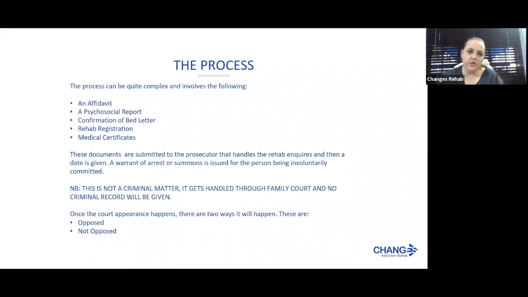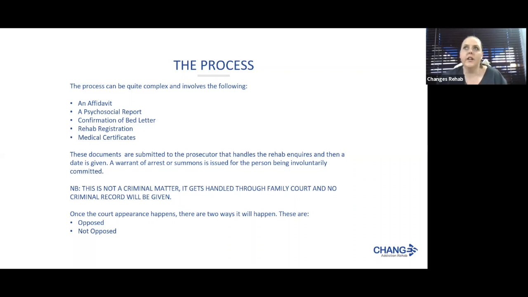And then obviously, if there are any medical certificates that can be provided to the court, that would be extremely beneficial. What then happens is these documents get submitted to a prosecutor, usually the senior prosecutor of the state, that handles the rehab. They call them rehab inquiries, and then they'll give us a date to testify.